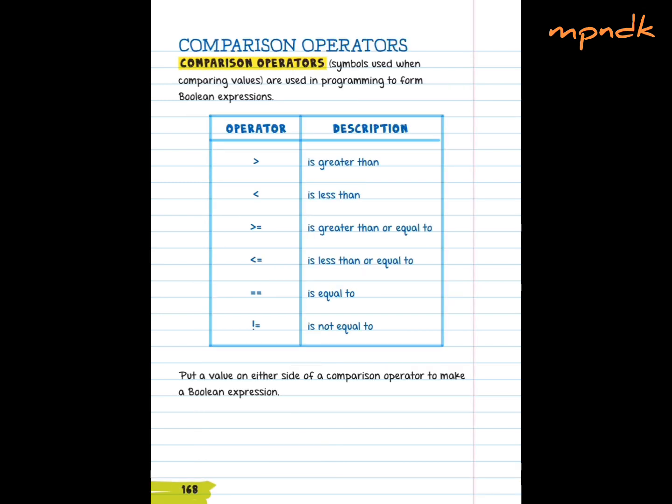Comparison operators. Comparison operators, symbols used when comparing values, are used in programming to form Boolean expressions. The operator > is greater than, < is less than, >= is greater than or equal to, <= is less than or equal to, == is equal to, and != is not equal to. Put a value on either side of a comparison operator to make a Boolean expression.